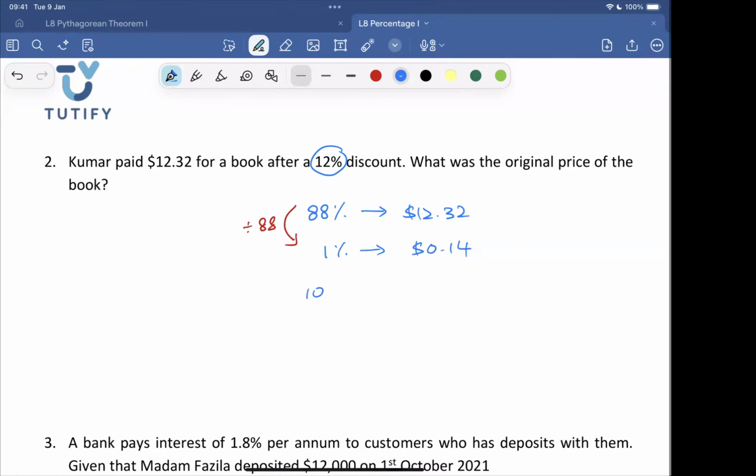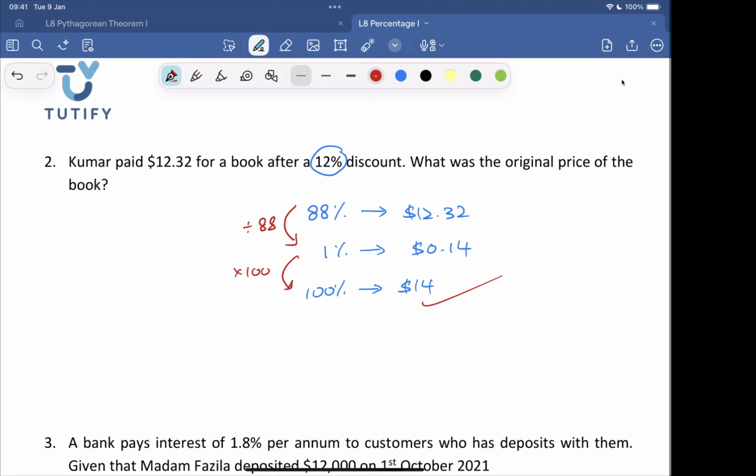What is 100%? You need to multiply by what? 100. Correct. What is 0.14 multiplied by 100? What do you get? $14. Well done. Was this easy or difficult? Easy. Too easy. Thank you, Jaden.